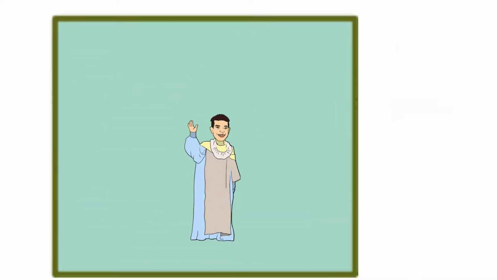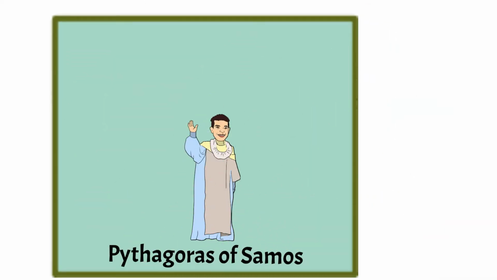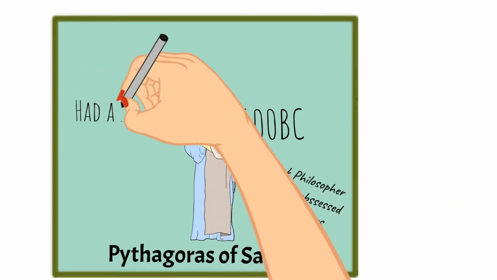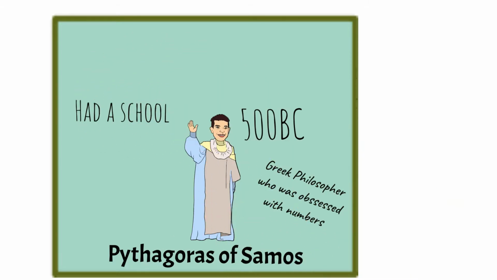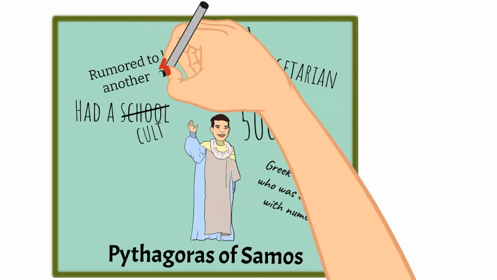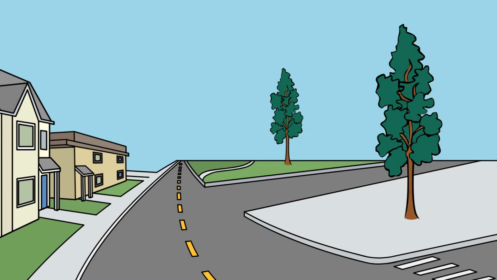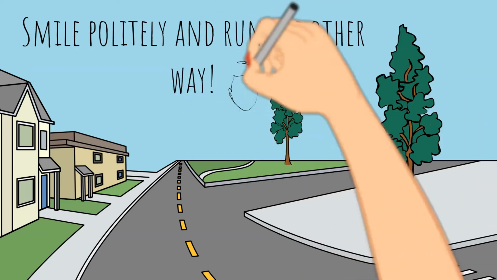So this is Pythagoras of Samos. He was born around 500 BC. And he was a Greek philosopher / mathematician who was obsessed with numbers. He had his own school, but formed his own religion, and that school quickly became a cult. He was a vegetarian and responsible for a whole vegetarian movement. He probably wasn't a nice guy because he was rumoured to have murdered another mathematician at a similar time to him. Basically, if you see your maths teacher walking down the street, smile politely and run the other way.